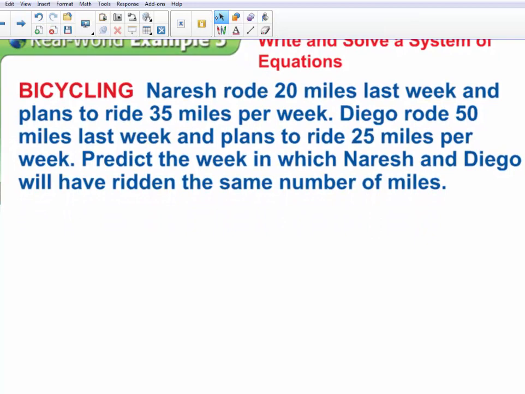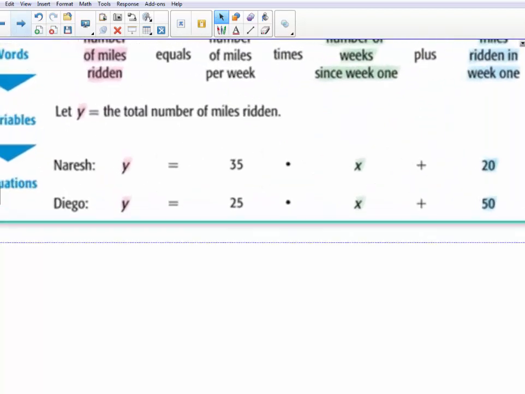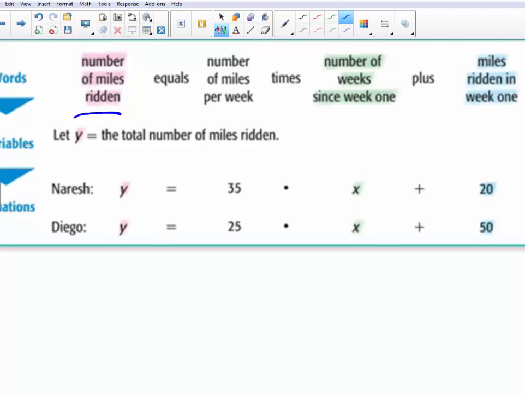Okay, Narish rode 20 miles last week and plans to ride 35 miles per week. Diego rode 50 miles last week and plans to ride 25 per week. Predict the week in which they will both have ridden the same number of miles. So this is where we create the two linear equations and graph them. The point of intersection is going to give us the solution to this. So the equation: number of miles ridden equals number of miles per week times number of weeks, plus number ridden in the first week.